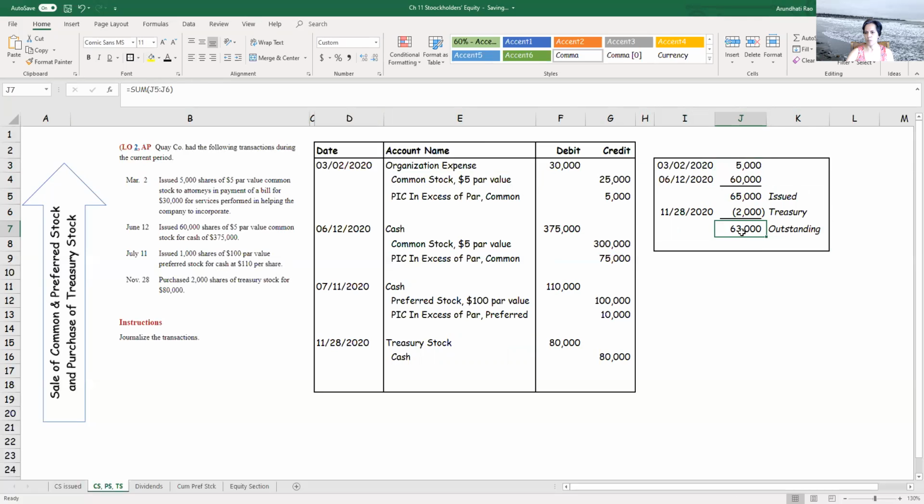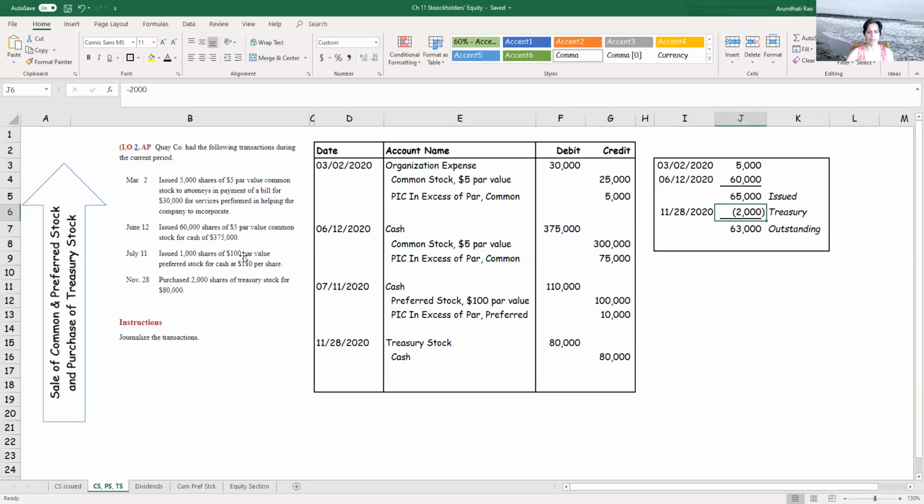This calculation is important because if a company decides to pay out dividends to their common shareholders, they will pay it only to the outstanding shares, not the issued shares. Because if they give it to all 65,000, they will effectively be giving themselves dividends, and that's not allowed. Only to the shares outstanding, which is why you want to have this calculation going. Once again, these 2,000 shares, a company could choose to reissue them, which means sell it out again. They could give it to their employees, or they could retire the shares. All of those are possible.